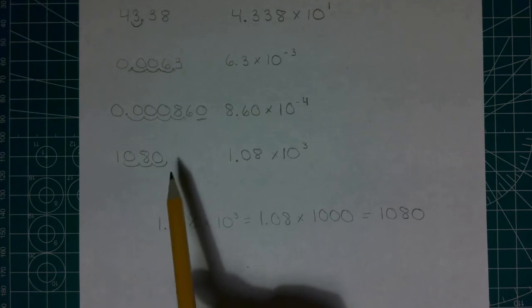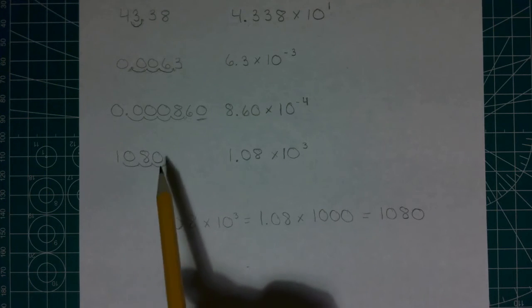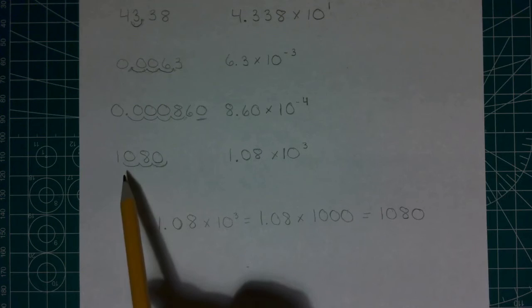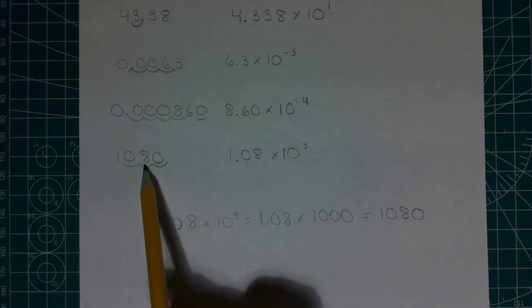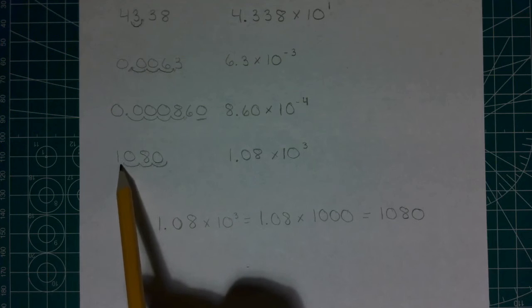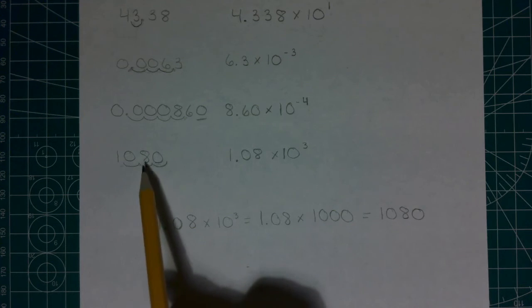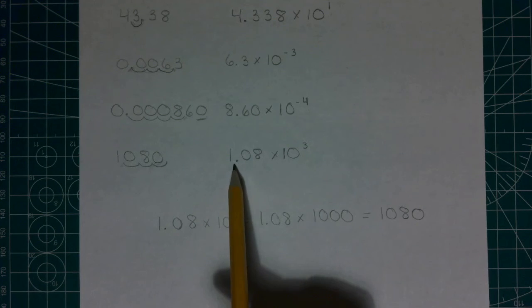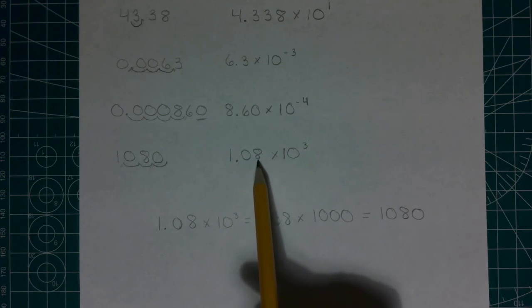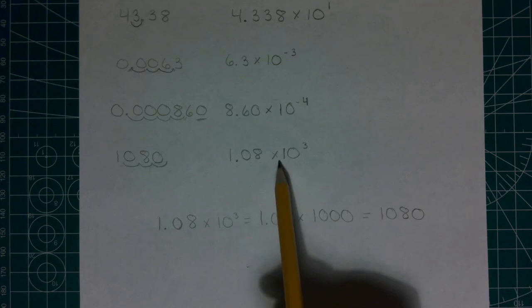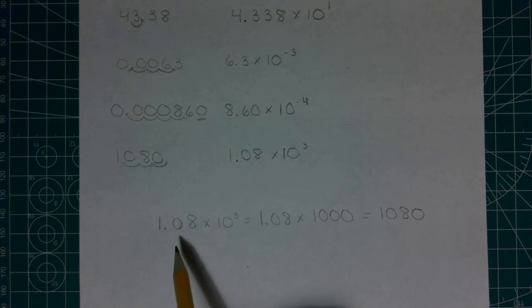Similarly here, if I wrote this without any decimal place at all, well, this guy isn't significant now, right? So I'm going to move it the 1, 2, 3 places, put that decimal place right there, and I'm going to drop the 0 now. That guy's not significant. I don't need him. So this number becomes 1.08 times 10 to the 3 in this case.